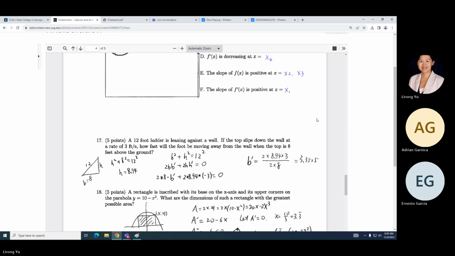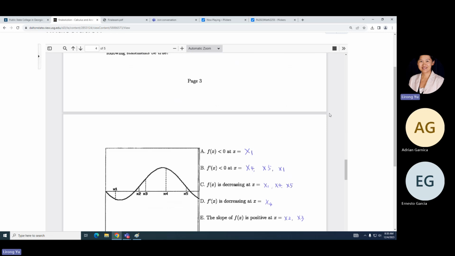Chapter 4. Number 17 was related to the rate question. There's no guarantee which question in that section will be on the exam, but there's a guarantee that one question from that section will be on the exam.